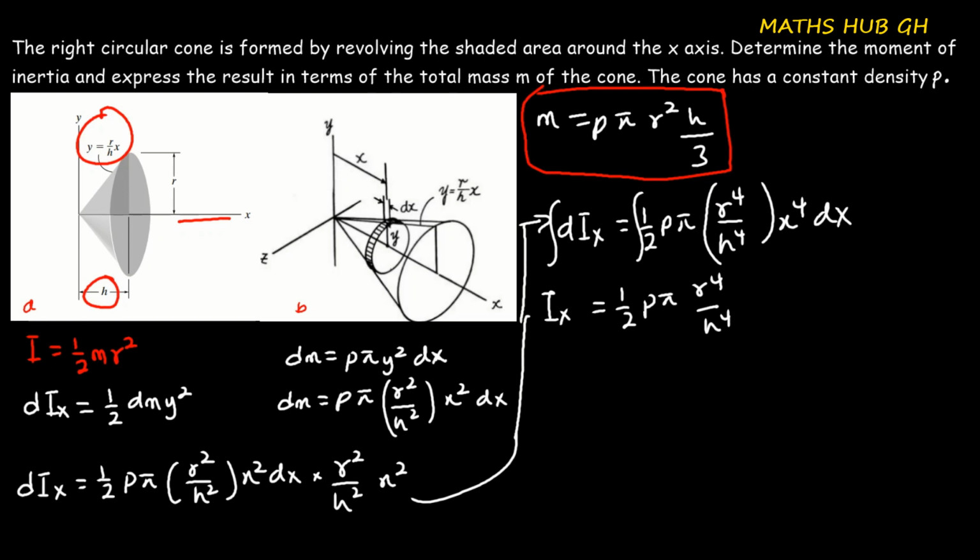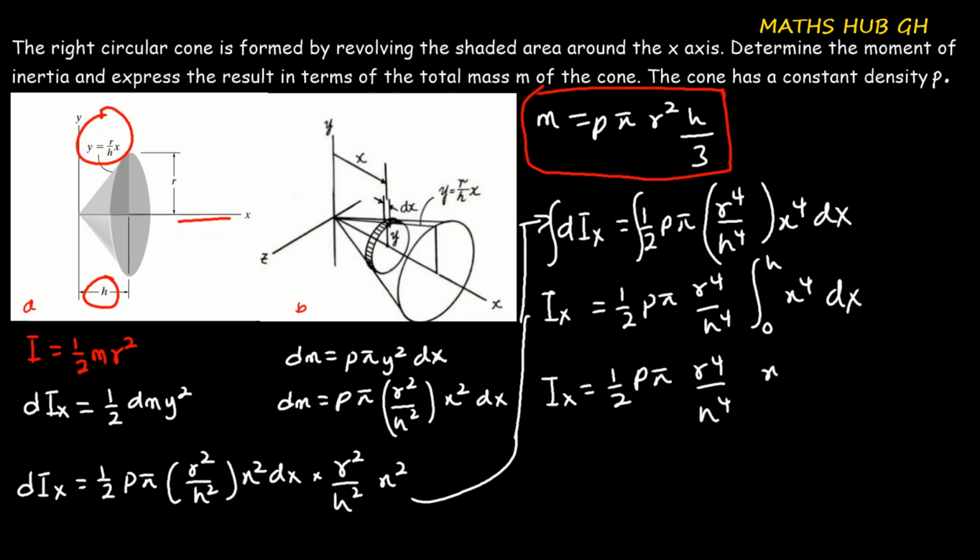Okay, then from here you can bring the integral sign, and then you can have x to the power 4 dx, right? And then you're going to integrate this from 0 to h because you want the mass moment of inertia for the entire circular cone. So when you do this, you're going to have Ix equal to half rho pi r to the power 4 over h to the power 4.